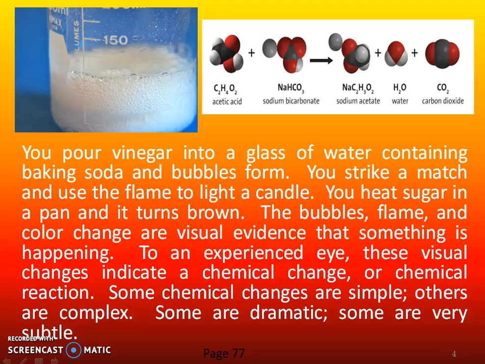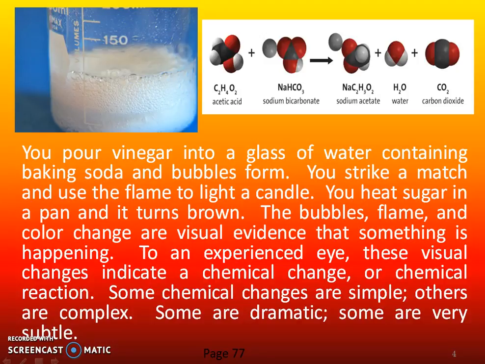You pour vinegar into a glass of water containing baking soda and bubbles form. You strike a match and use the flame to light a candle. You heat sugar in a pan and it turns brown. The bubbles, flame, and color change are visual evidence that something is happening. To an experienced eye, these visual changes indicate a chemical change or chemical reaction.